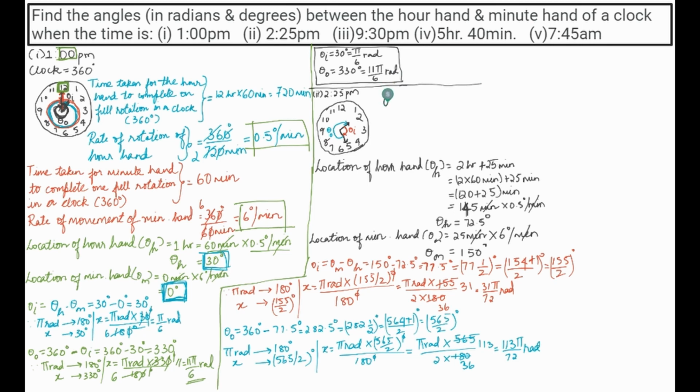So therefore, our final answer is theta I, that is inner angle, is equal to 77.5 degrees, and in terms of radians, it is 31 pi by 72 radians. And our outer angle, that is theta O, is 282.5 degrees, and in terms of radians, that is 113 pi by 72 radians.